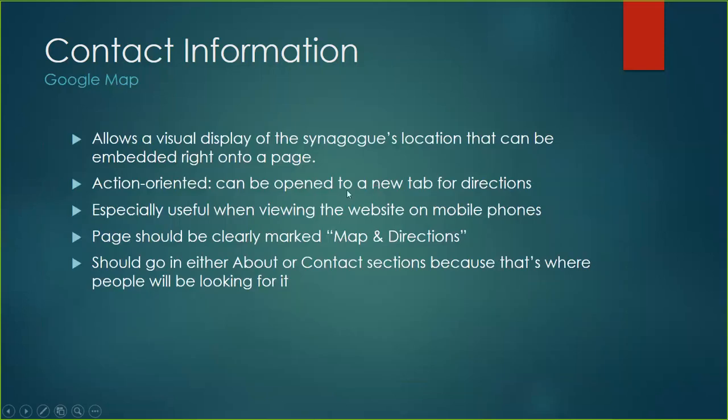Now, the next element is a map, preferably a Google map. This allows a visual display of the synagogue's location that can be embedded right onto a page. It's very action-oriented, and it can be opened to a new tab for directions right to Google. This is especially useful when people are viewing the website on mobile phones.